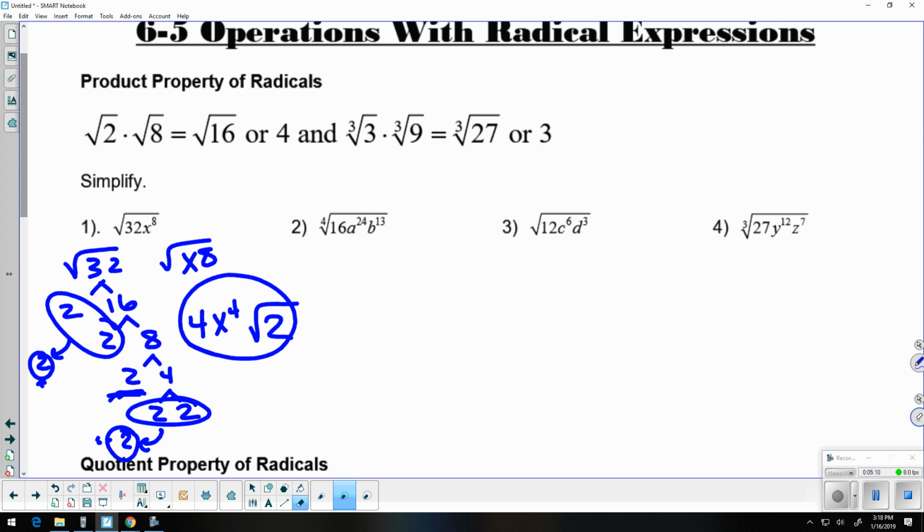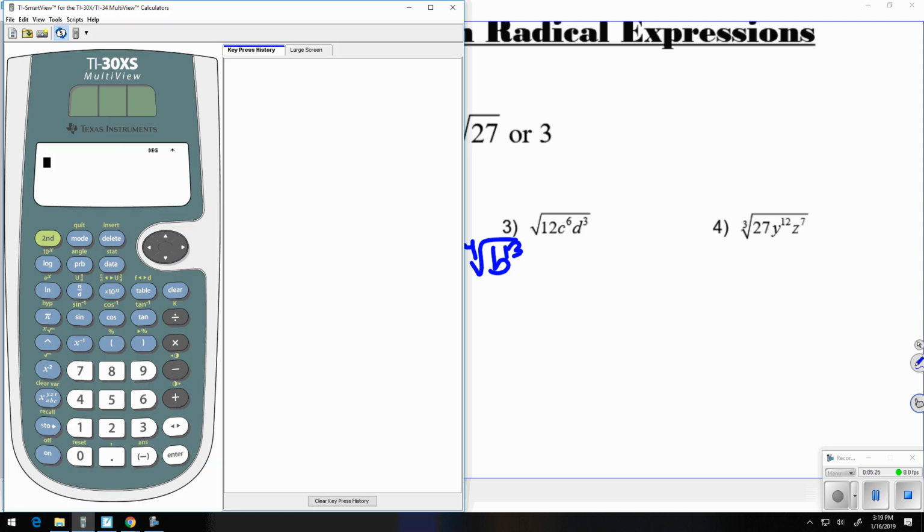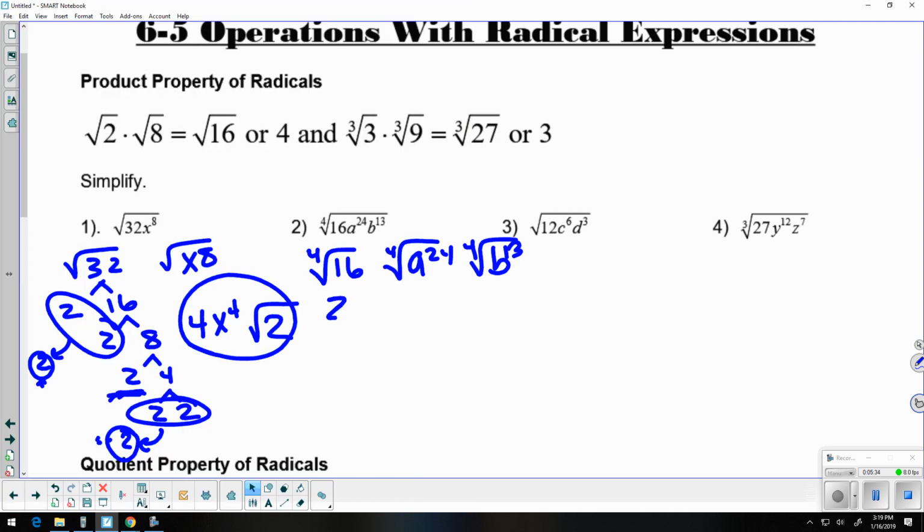For the next one, 4th root, so we're taking the 4th root of each and every single term. So I'm taking the 4th root of 16, the 4th root of a to the 24th, and the 4th root of b to the 13th. So just kind of breaking it up here. 4th root of 16. Double check and see, is that a perfect 4th root? If I take the 4th root of 16, does that simplify? It does. You get 2. So that's good. Don't have to break that down.